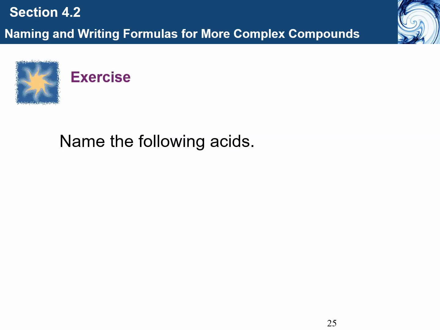Exercise, name the following acids. Oh boy, NO3. That's a nitrate ion, so I'll give you a little hint there. What do you think we could change nitrate into? It contains oxygen, so we won't use hydro. That's right. That'd be nitric acid.